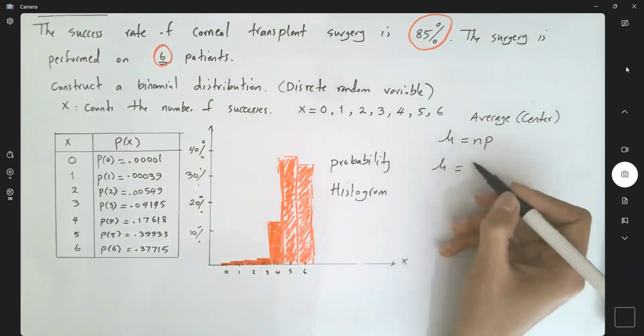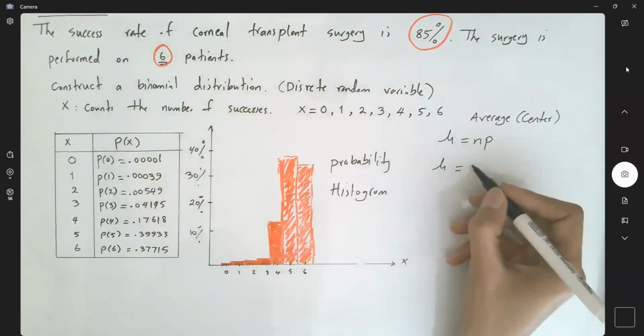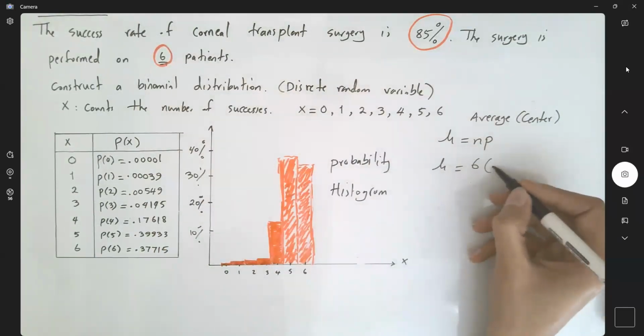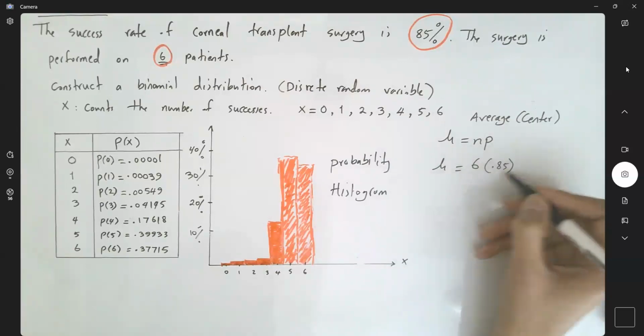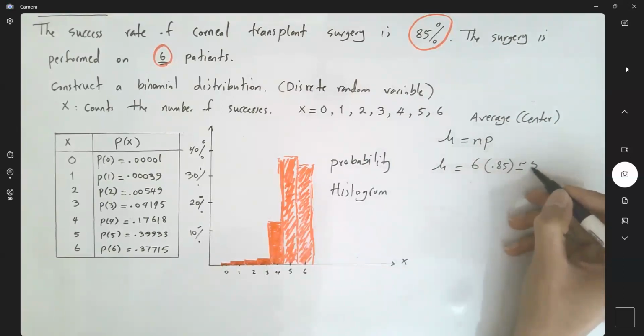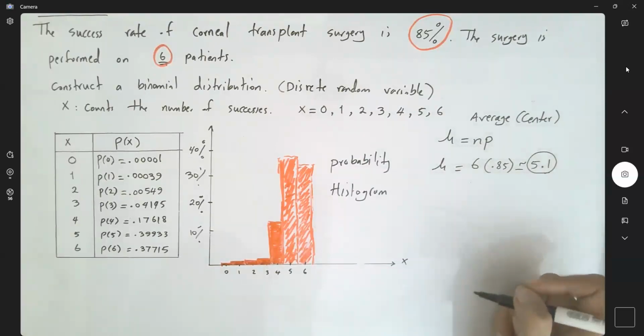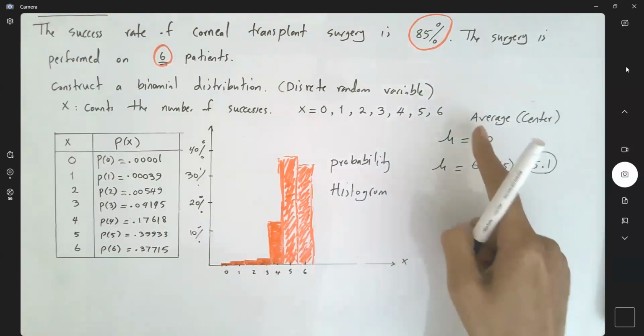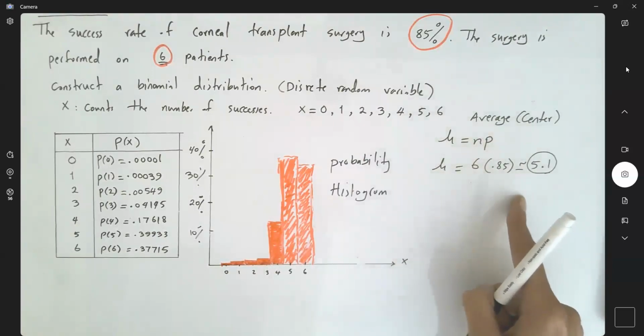Mu is equal to n. N is six. We have six tries. And p, the probability of success, is 85%, 0.85. If you do the multiplication, it's going to be about 5.1. Mu, or the average for the center, is 5.1.